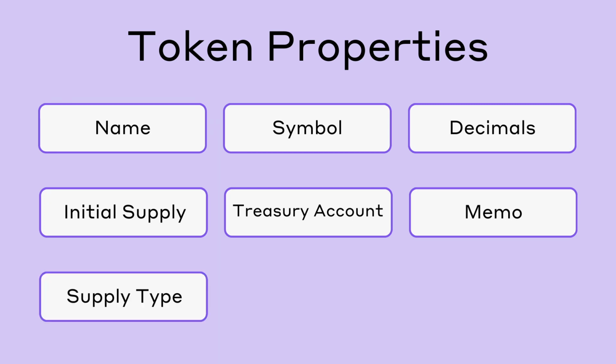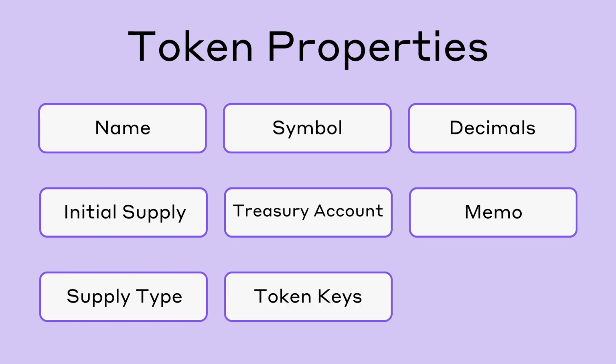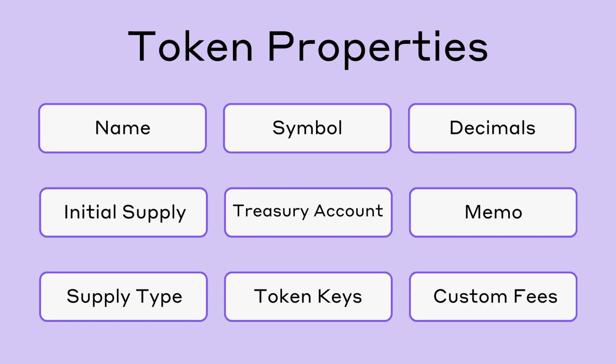The supply type can be either finite, creating scarcity, or infinite, offering more minting flexibility. Keys allow you to set permissions and controls for your token. Custom fees allow you to set rules for transaction fees when the token is traded, which can be fixed, percentage-based, or a combination. These parameters provide token creators with extensive customization and control capabilities, ensuring the token aligns with specific use cases and objectives.